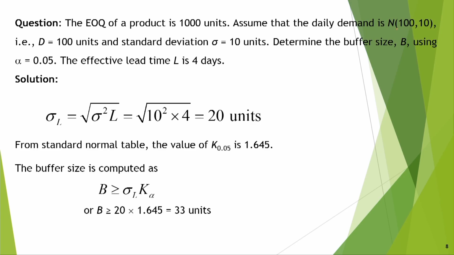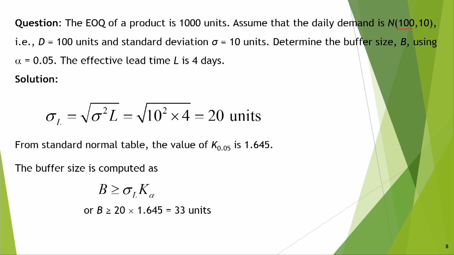Question: the EOQ of a product is 1000 units. Assume that the daily demand is normal, that is D is equal to 100. The economic order quantity of a product is 1000 units, daily demand is 100 with standard deviation 10, that means 100 units per day, and standard deviation sigma is equal to 10 units.